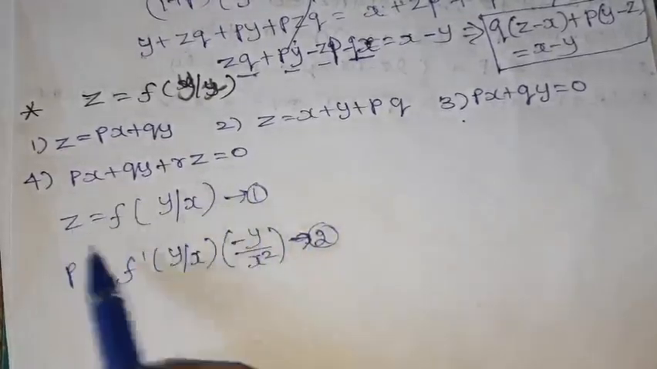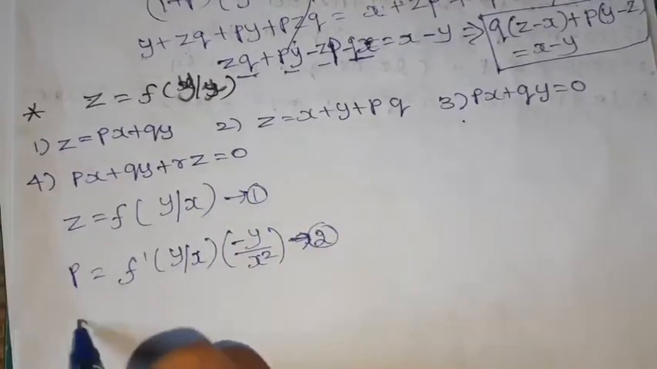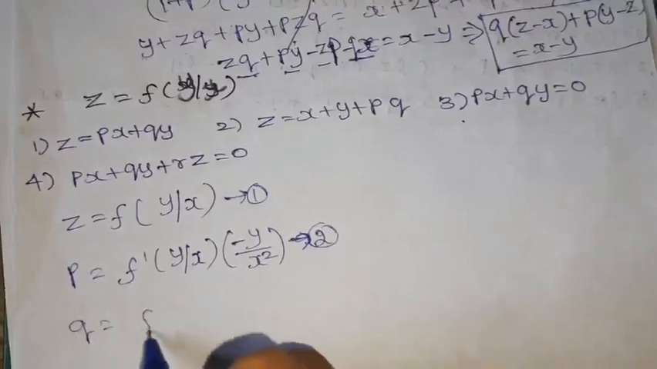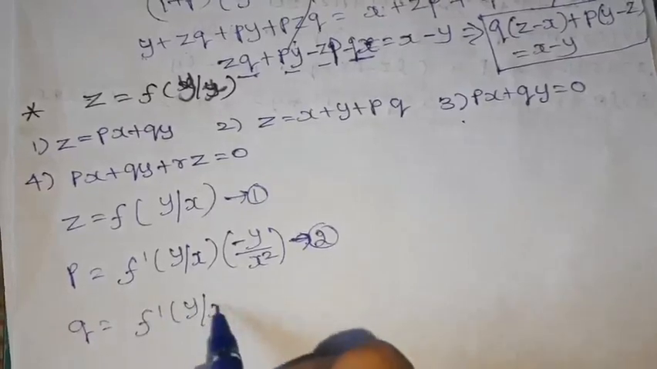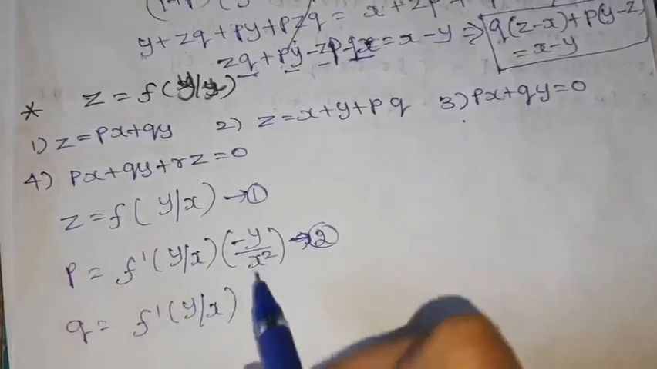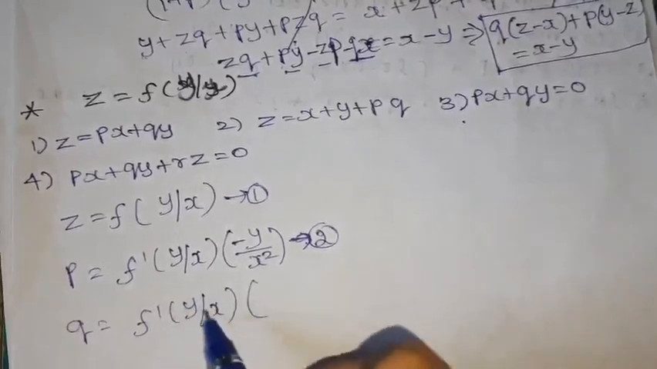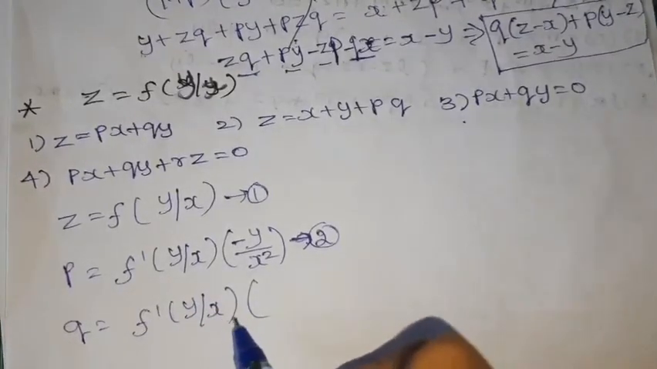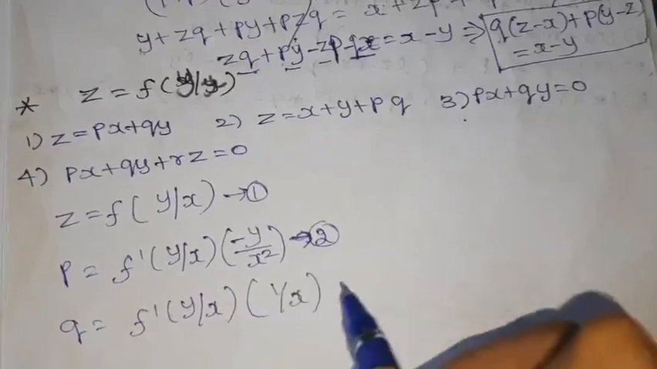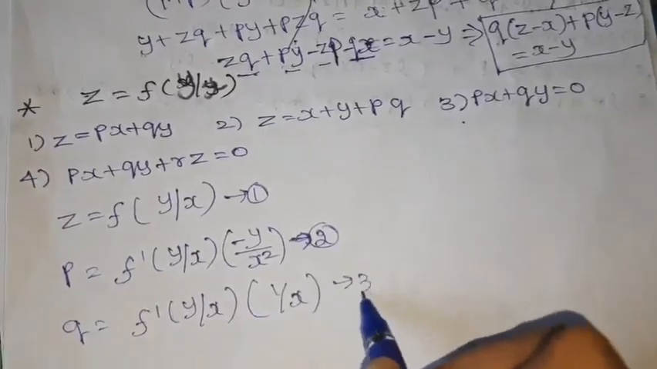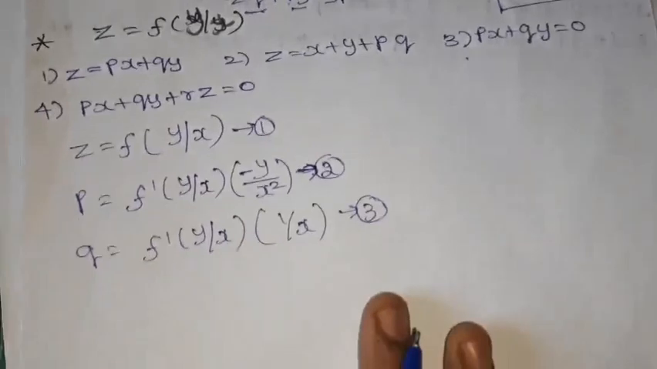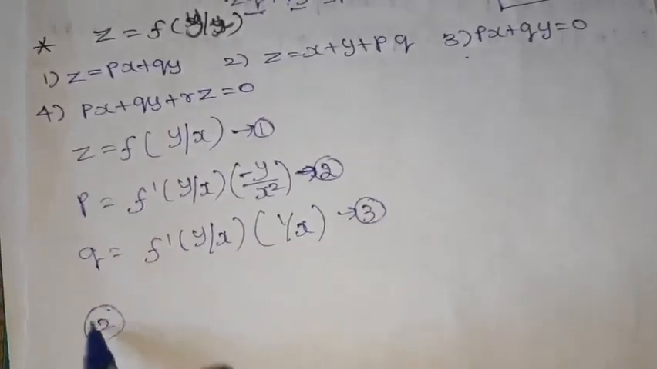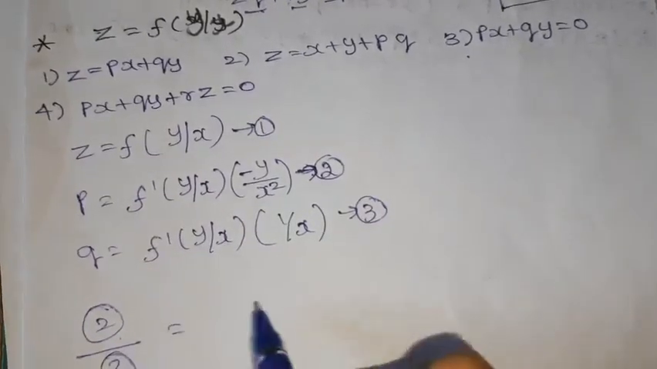Then we need to differentiate partially with respect to y. So ∂z/∂y = q = f'(y/x), and partially differentiating y/x with respect to y, what will we get? 1/x, right. So this is equation 3. See, equation 2 by 3, 2 divided by 3, what will we get?